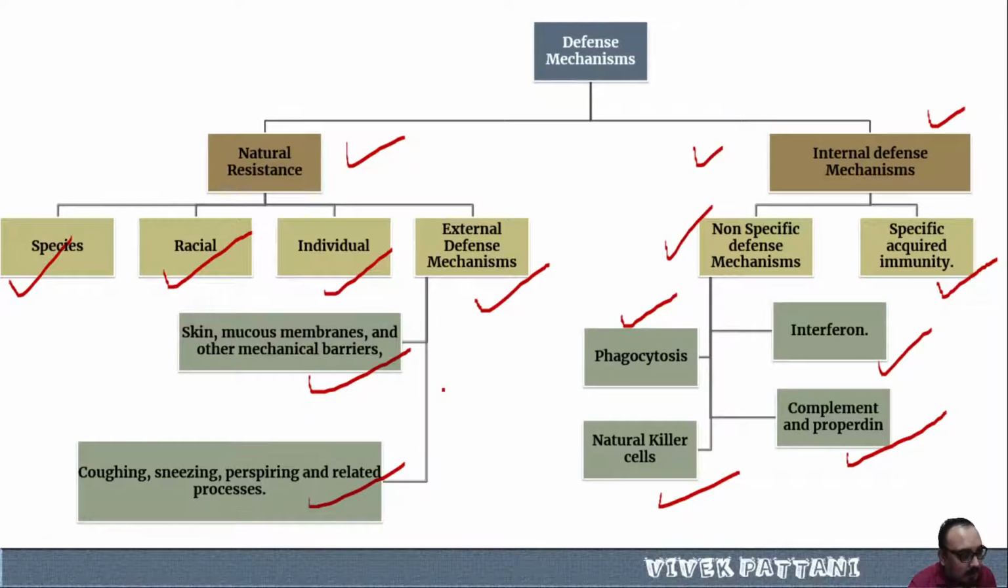We have already studied external defense mechanisms when we were studying normal flora, through which skin, mucous membranes and various other mechanical barriers act against disease, and coughing and sneezing mechanisms through which bacteria, viruses or other pathogens are removed from the body. The topic I am going to cover especially is the defense mechanisms regarding the racial, species, and individual ones.